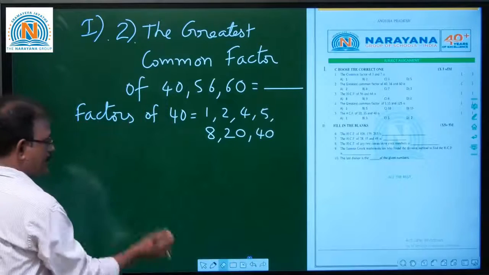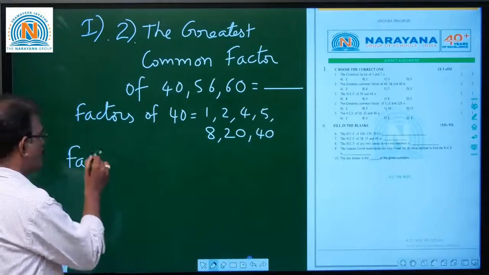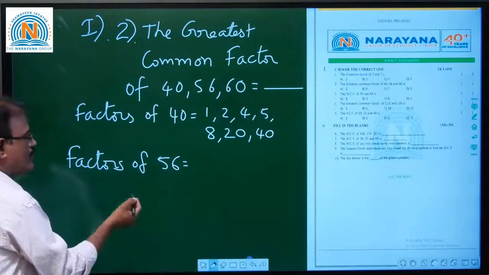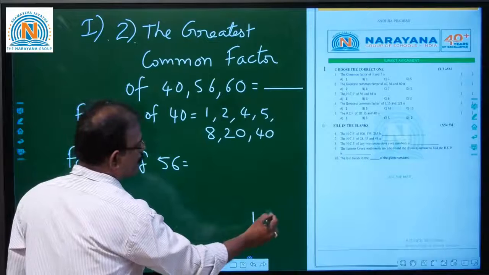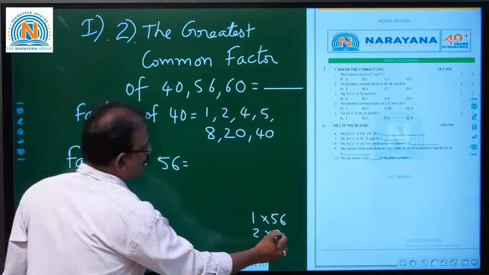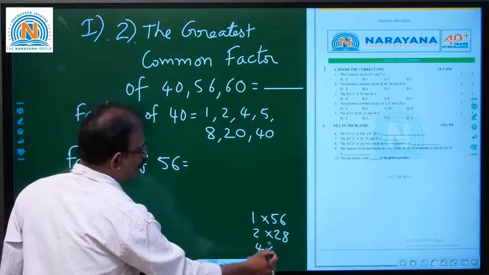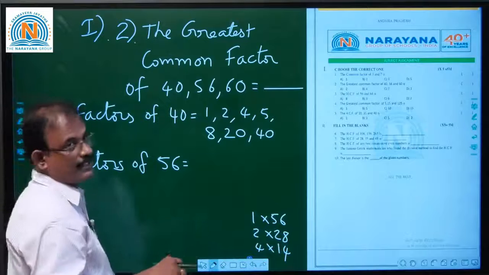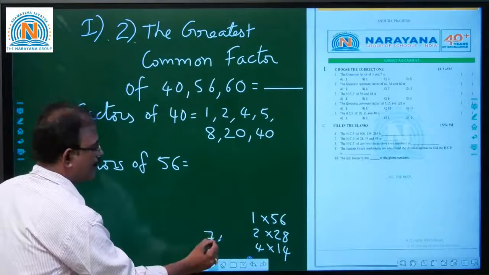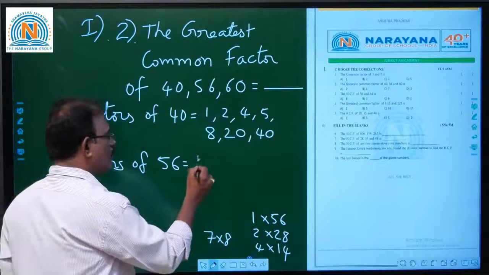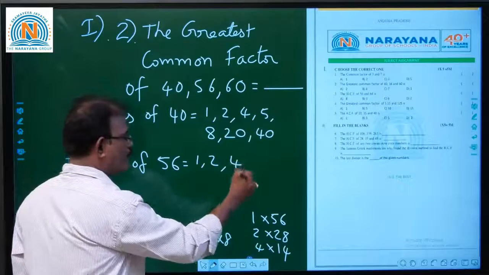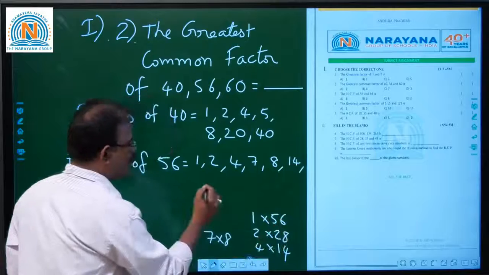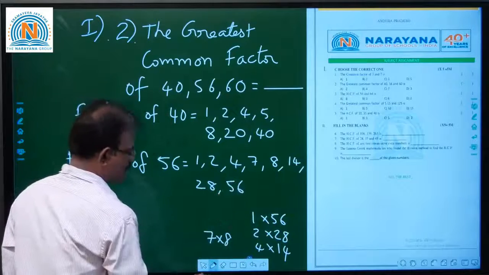What are the factors of 56? If you see, 1 56 and 2 28s and 4 14s, 4 14s are 56 and 5 is not possible, 6 is not possible, 7 8s are 56. So what are the factors? 1, 2, 4, 7, 8, 14, 28 and 56.